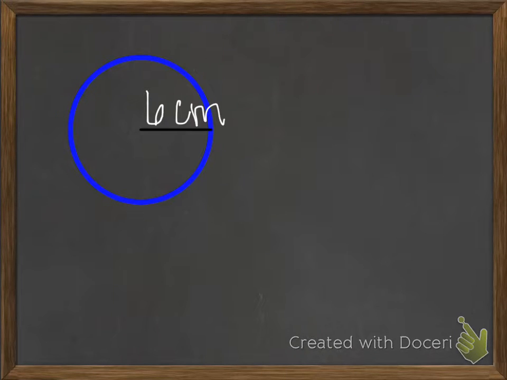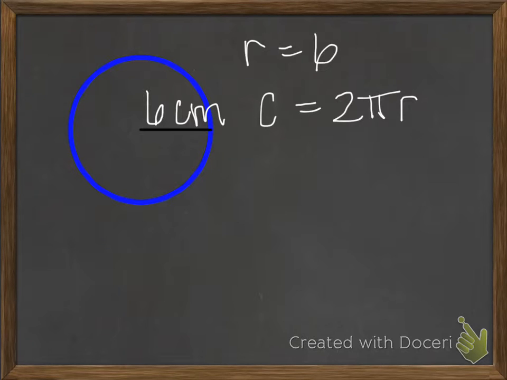So here we have a circle, and anytime that you're given a circle and you want to find the circumference, you need to look at the information that they give you. So in this case, we're given the radius. So the radius is equal to 6. The reason you want to do this is because it's going to help you determine which formula you're going to use to find the circumference. So for this circle, we're going to want to use the formula C equals 2 pi r.